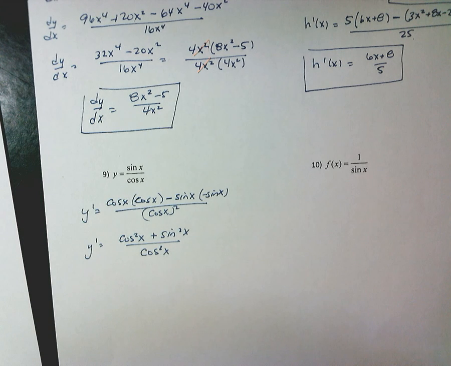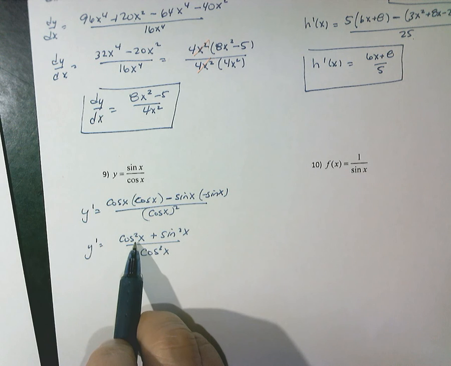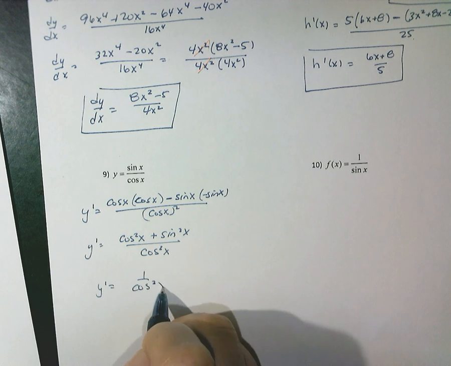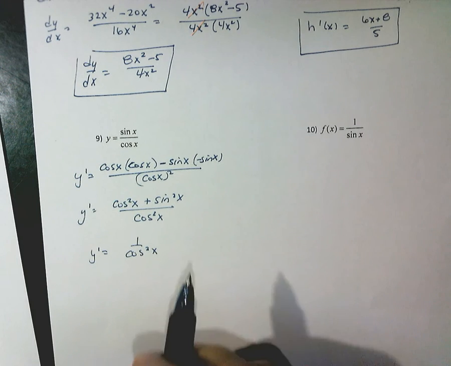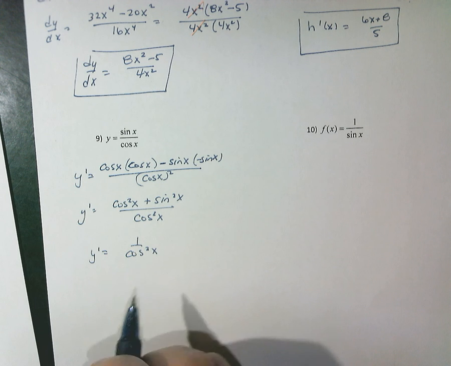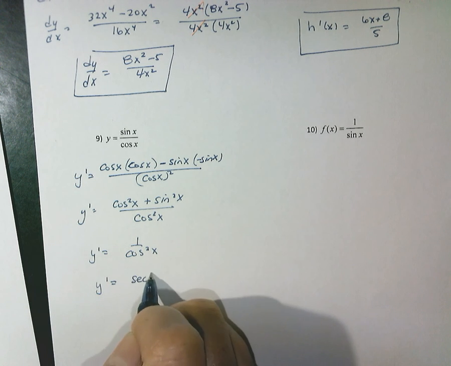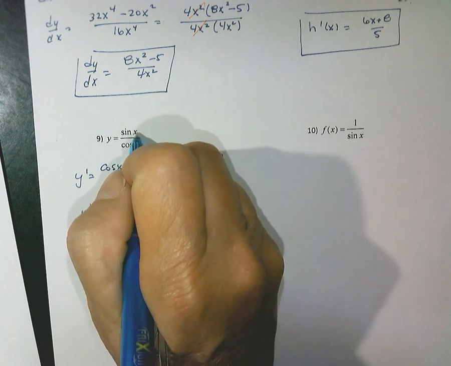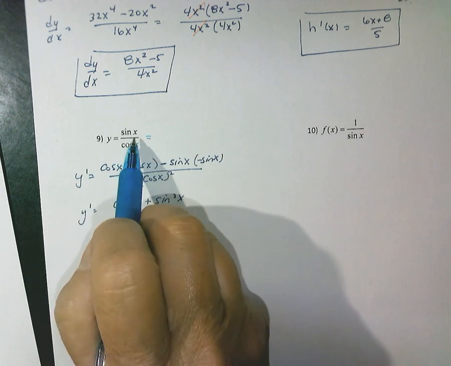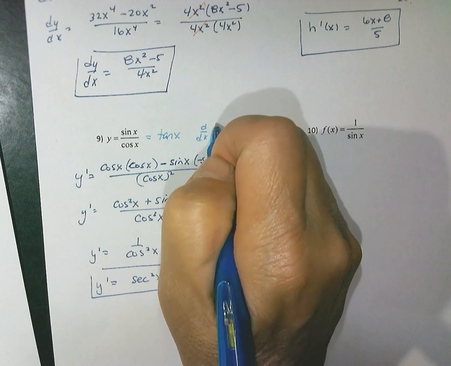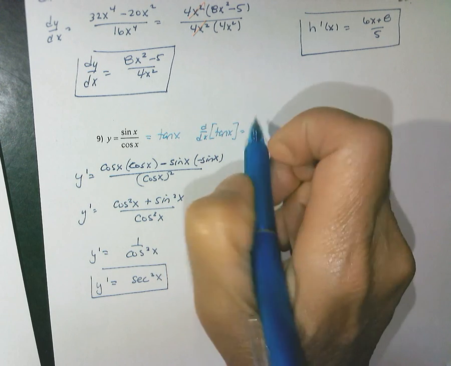If you remember the Pythagorean identity, sine squared plus cosine squared is equal to 1. So I'm going to replace this cosine squared plus sine squared with 1. Keep going. 1 over cosine is secant, so 1 over cosine squared is secant squared. So this tells me y prime is equal to secant squared x. Alternately, if you came back up to here and recognize sine x over cosine x is equal to tangent x, and the derivative of tangent x is secant squared x.